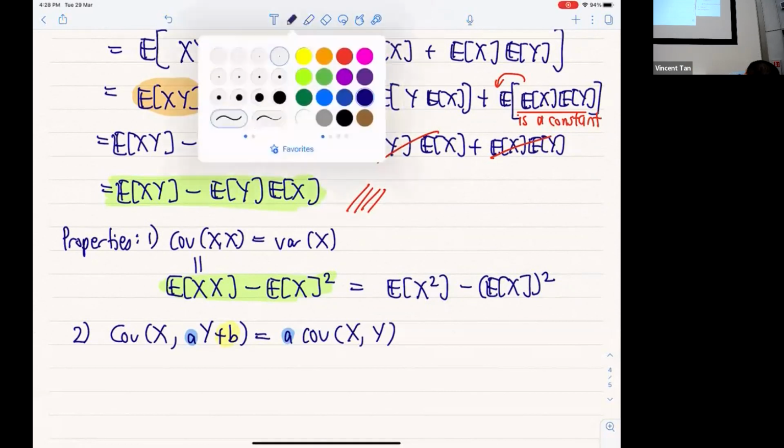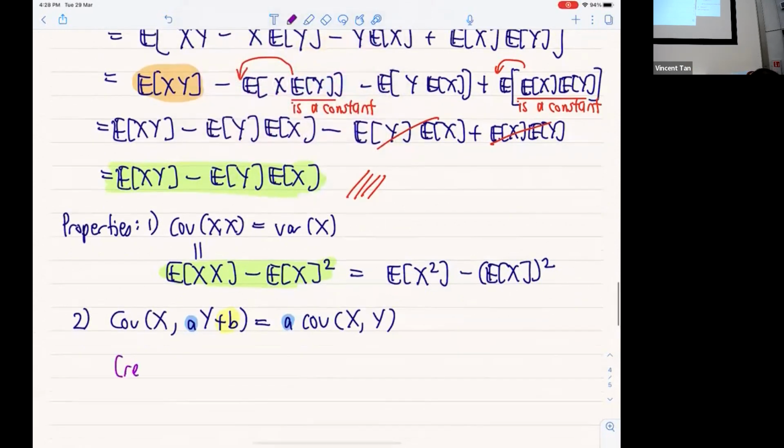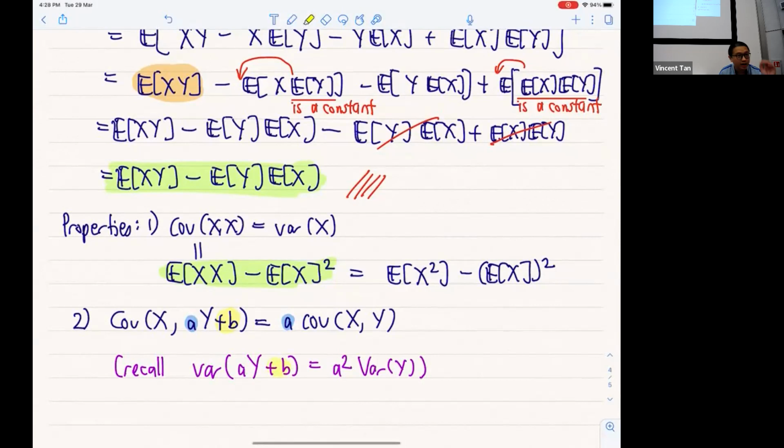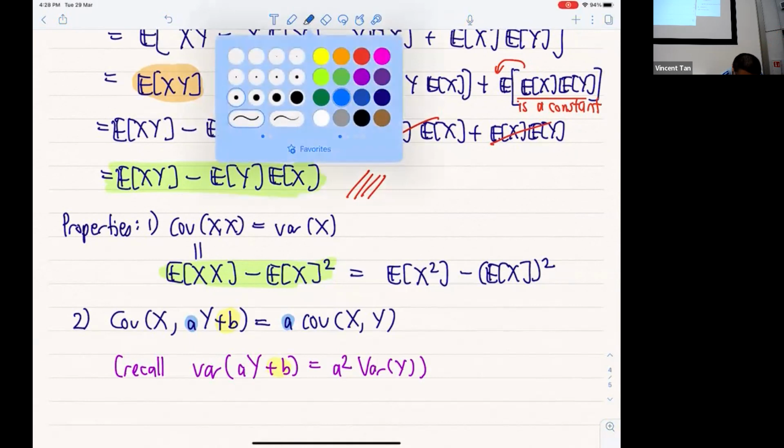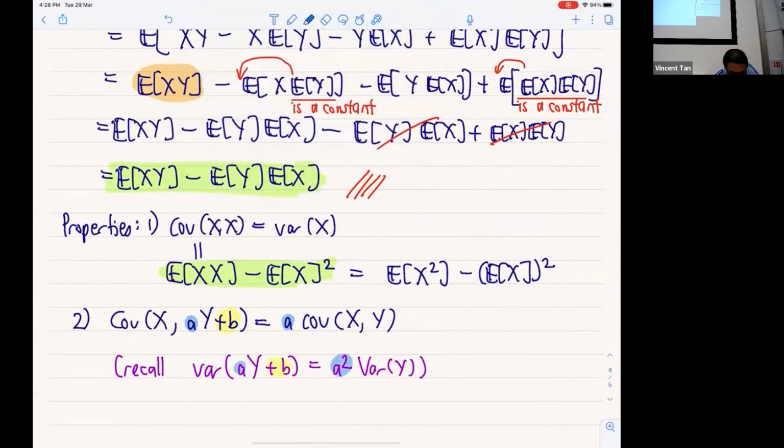Now we recall a similar property for variance. The variance of ay plus b. What is this? This is a squared times the variance of y. So again, the shift does nothing. The shift gets killed. But the a, notice, must become a squared. So this one you have used before. The covariance you have not used before, so this covariance is a slight generalization.